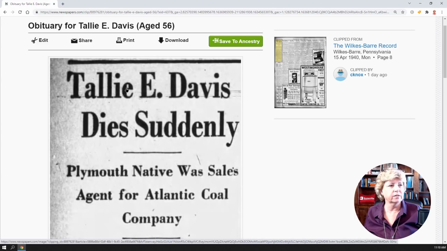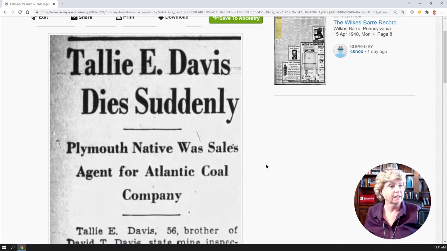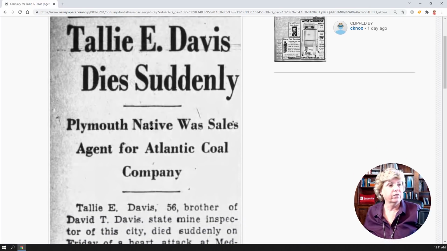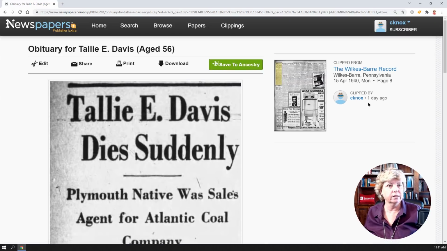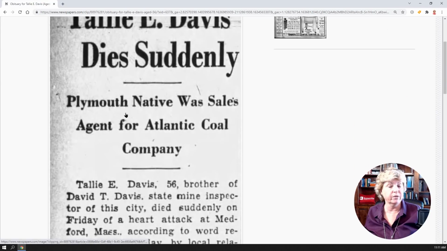Tally E. Davis. There's a hint right there. He has a middle name that starts with an E. He dies suddenly, which makes me wonder if he has a will, because sometimes people don't write their wills until they know they're going out. He was a native of Plymouth. Likely born in Plymouth. And by the way, this is Pennsylvania, so this is Plymouth, Pennsylvania, not Plymouth, some other state.